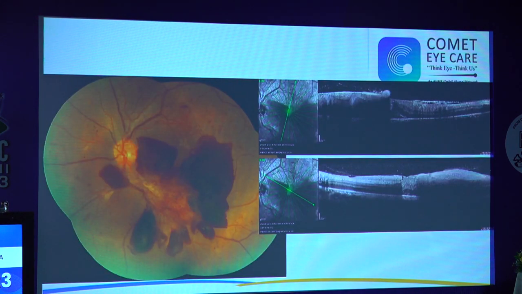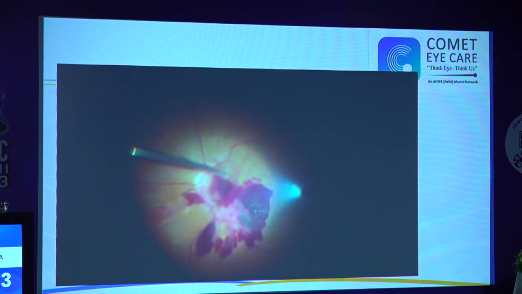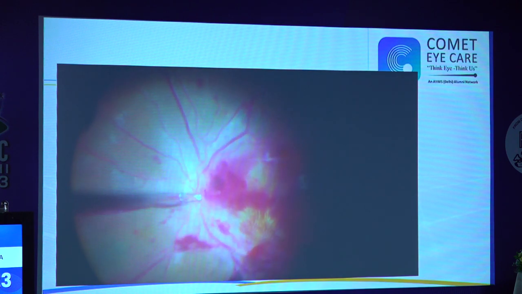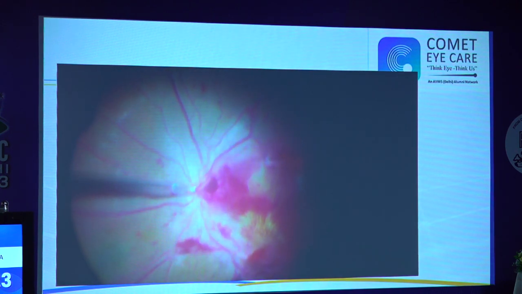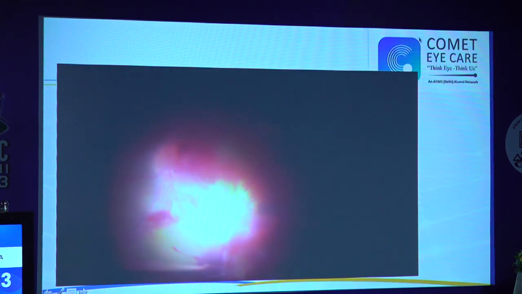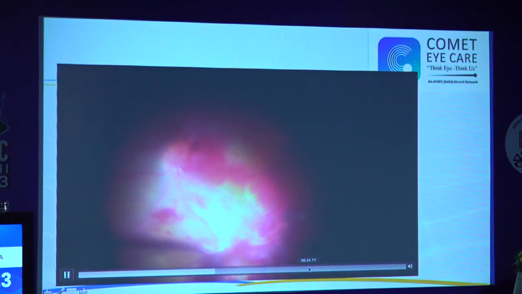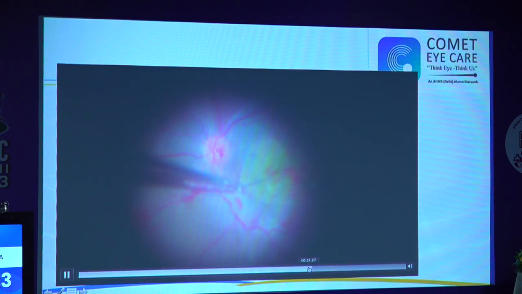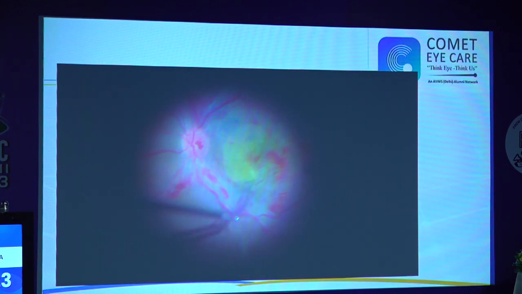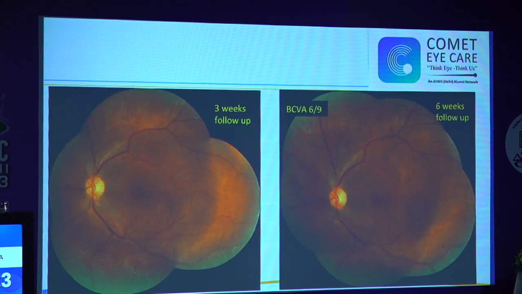As you can see, there is a large inferotemporal NV. So this fits into our criteria of ILM peel. The video is, I think, hanging. Okay, yeah. So we did peel the ILM in this case. I think I will skip it. And the results have been good so far.